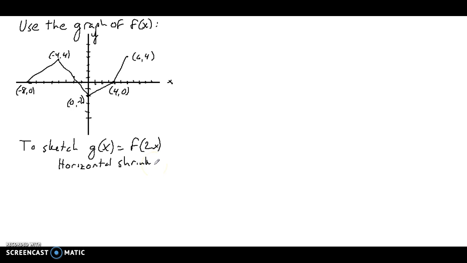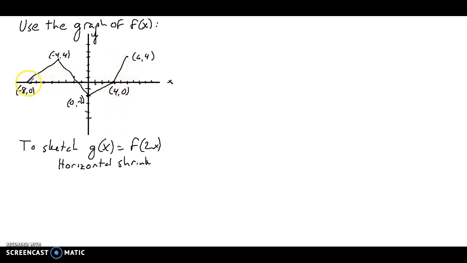Now, why is that? Well, recall from the vertical stretches and shrinks, f of x is really another way of just saying the y value associated with this particular x. And so we want the y value associated with this x for g of x, the rule g, to be the y value that was associated with twice that x for f. In other words, let's look up here.